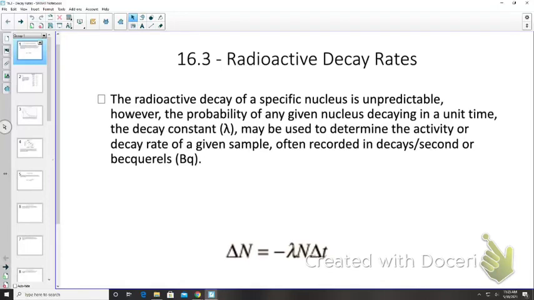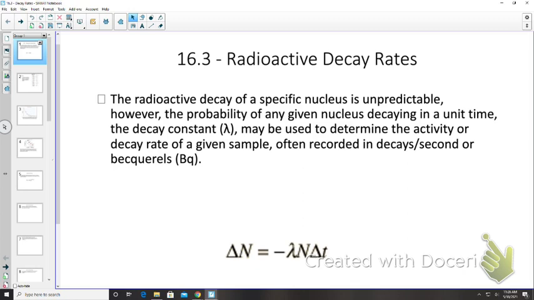All right, so for today's video lesson, we're going to get into topic 16.3. This is radioactive decay rates. Generally speaking, the radioactive decay of a specific nucleus is unpredictable. However, the probability of any given nucleus decaying in a unit time is the decay constant. And this is going to be unique to each element.